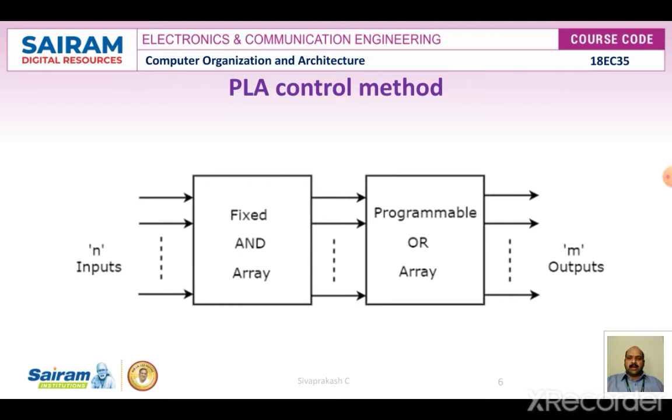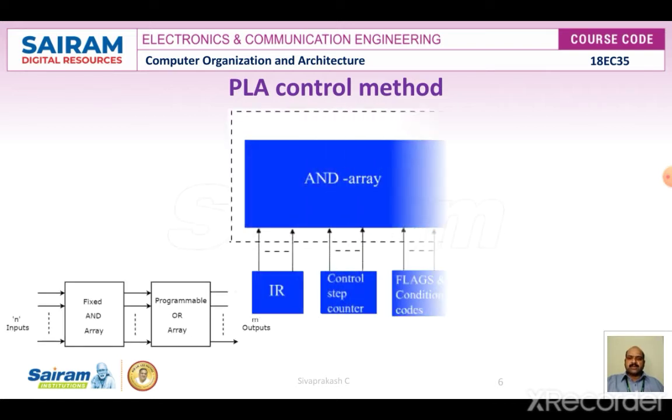Second one, PLA control method. This programmable logic array control is essentially similar to the sequence, register and decoder method, except that all combinational logic circuits are implemented with a PLA, programmable logic array. Here we are going to have a fixed AND array and a programmable OR array. With the help of this fixed AND array and the programmable OR array, we make the combinational circuit. By using this PLA for the combinational logic, it is possible to reduce the number of ICs and the number of interconnection wires.